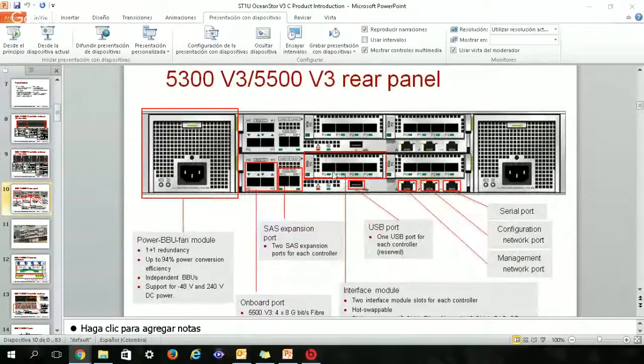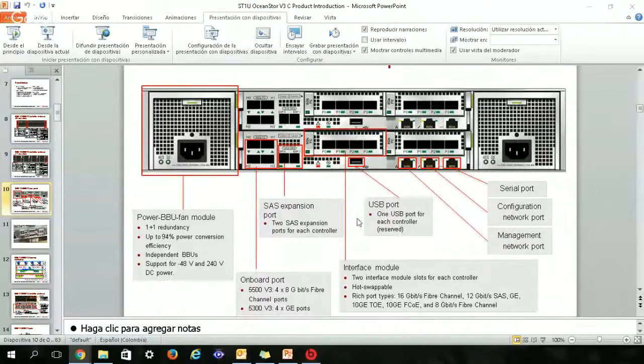So if we talk about these two interface module slots for each controller, we have two interface modules. The one we're talking about specifically here is hot swappable, meaning that we're able to replace it online while the device is working. So the port types are 16 gigabits per second Fiber Channel, 12 gigabits per second SAS, gigabit Ethernet, and 10 gigabits, so Fiber Channel will be over Ethernet.